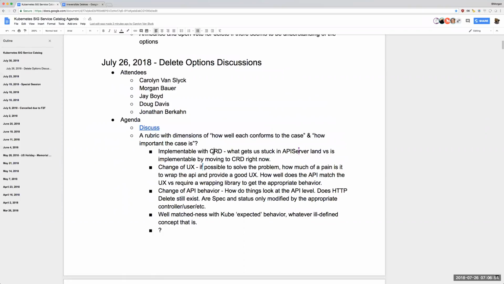So I've got this sort of behavior thing broken up into a couple. Change of user experience basically being, if we do provide the same user experience to an end user, how much extra wrapping layers and how much does the client library have to do versus it's a straight pass-through from user interaction to API interaction.